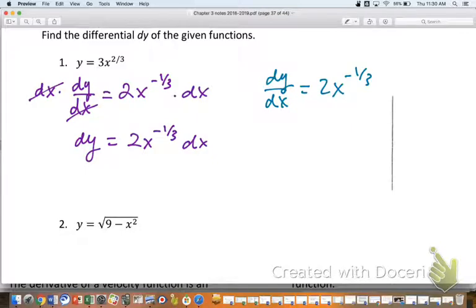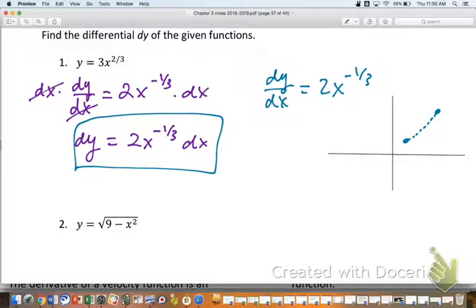On a graph of y, would you agree with me that dy dx is the slope of y? Yes. So dy dx would represent the slope along that graph, right? Yes. Okay. So then if I go to my differential, dy equals that. This is essentially saying change in y equals slope times change in x. Do you agree? Change in y equals slope times change in x.